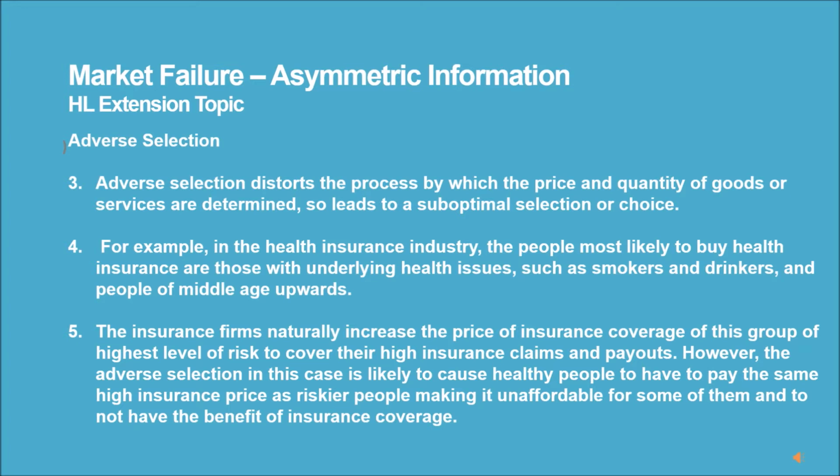4. For example, in the health insurance industry, the people most likely to buy health insurance are those with underlying health issues, such as smokers and drinkers, and people of middle age upwards. 5. The insurance firms naturally increase the price of insurance coverage of this group of highest level of risk to cover their high insurance claims and payouts. However, the adverse selection in this case is likely to cause healthy people to have to pay the same high insurance price as riskier people, making it unaffordable for some of them and to not have the benefit of insurance coverage.